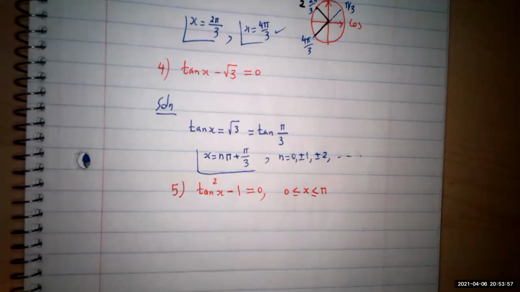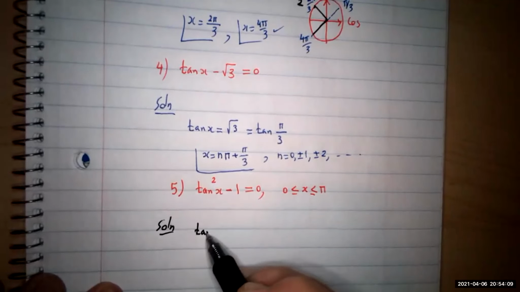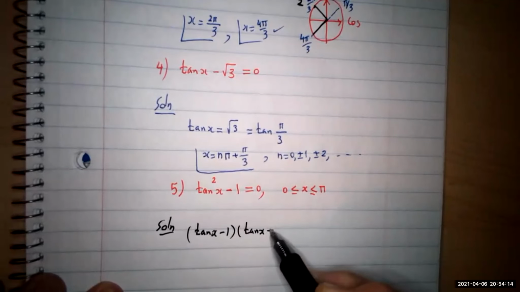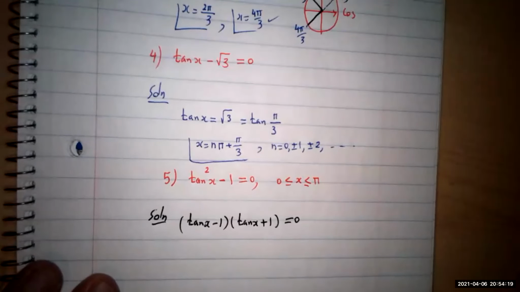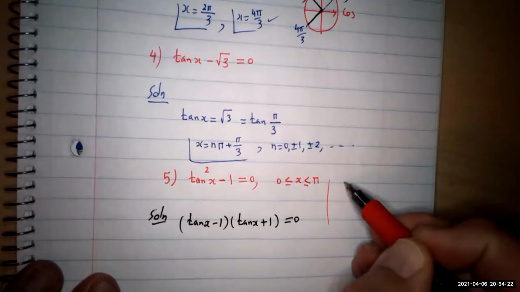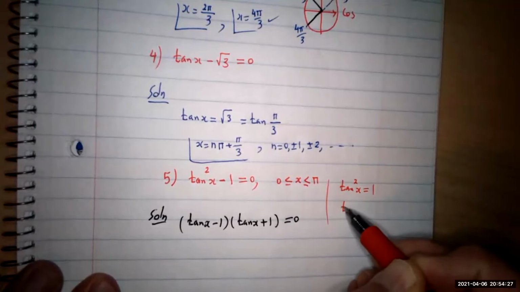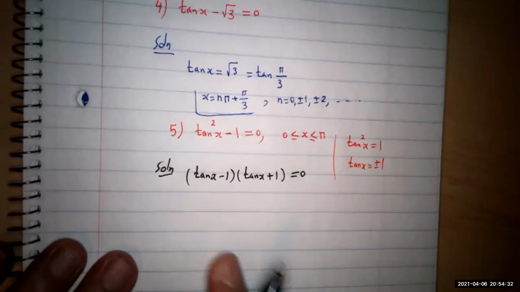Or just factor it. Tangent of x minus 1 times tangent of x plus 1. I just go with the factoring, just to remind you that we may have this type of operation. So tangent of x minus 1 times the tangent of x plus 1 is one option. The other option, as Aaron was talking about, is to say tangent squared of x equals 1, and take the square root, so the tangent would be positive or negative 1. Okay, so we have two options.